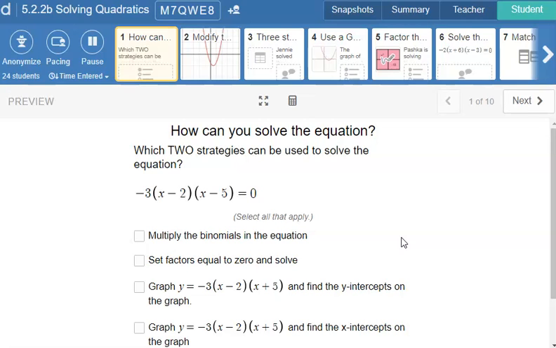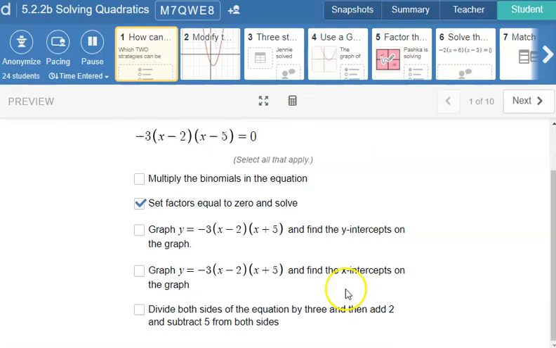All right, the first screen says, how can you solve the equation? Which 2 strategies would you use? Well, multiplying these binomials would make this a trinomial, and we can't really solve that, at least not with the equation. It's actually already set up to be solved, because it's already factored. So you would set your factors equal to 0 and solve. Y-intercepts are not solutions, but x-intercepts are.